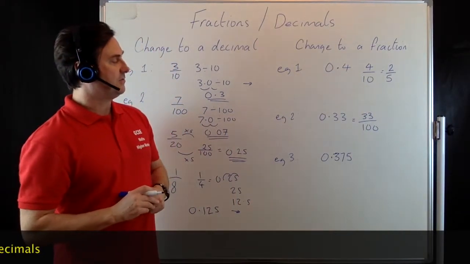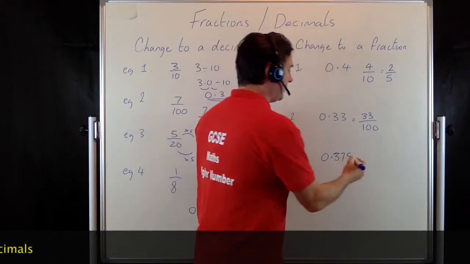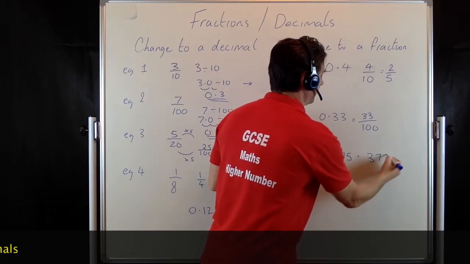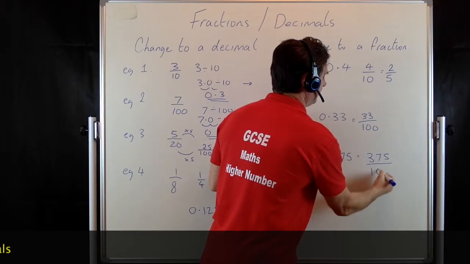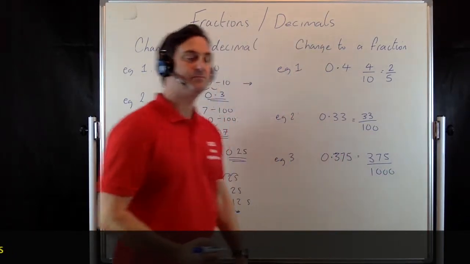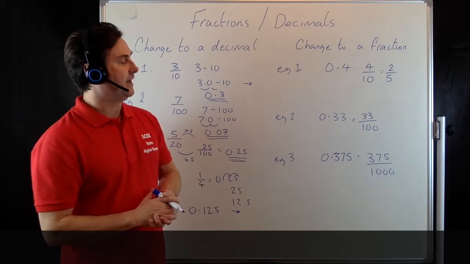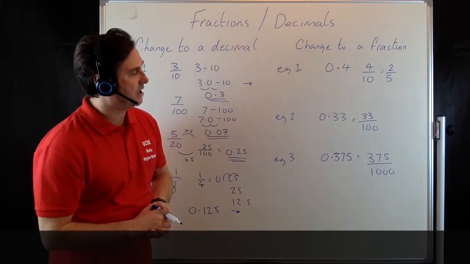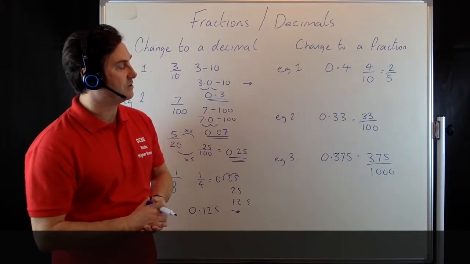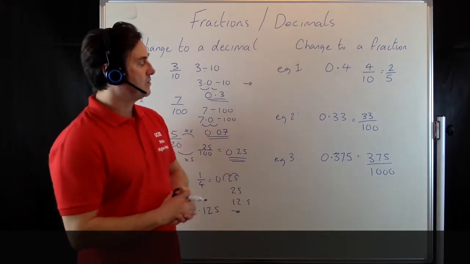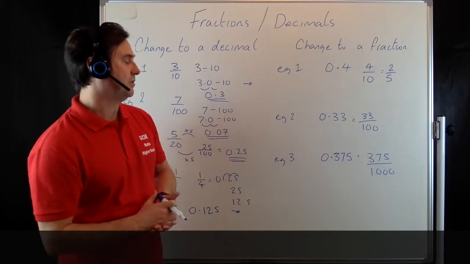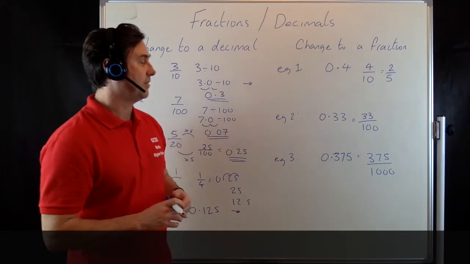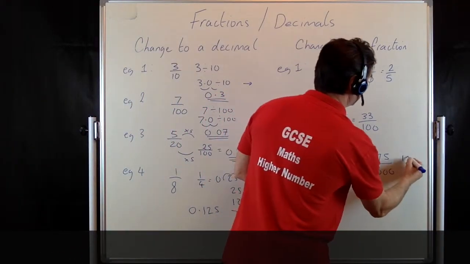The last one here, 0.375, we now no longer write it over 10 or 100 because we've got 3 decimal places, we write it over 1000. And then we need to simplify that. Well, I can see that 5 goes into both of those, 25 goes into both of those as well. So let's start with 25. 25 into 300 goes, well 25 into 100 is 4, so into 300 is 12, but I've got another 3, so that becomes 15.